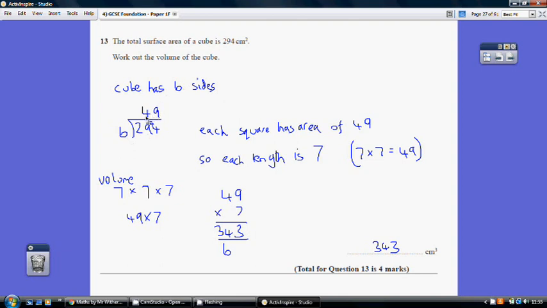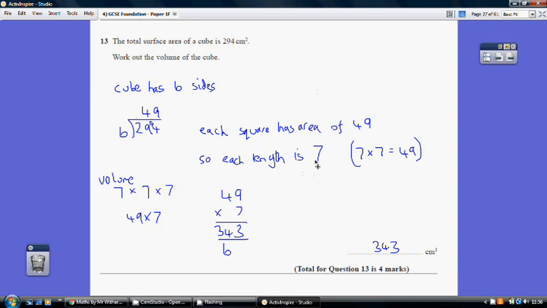And then that is the area of one of the squares, one of the faces. Remember, the area of a square is base times height. So what number times itself gives me 49? Well, that is 7. So I know the length of each side of my cube is 7.